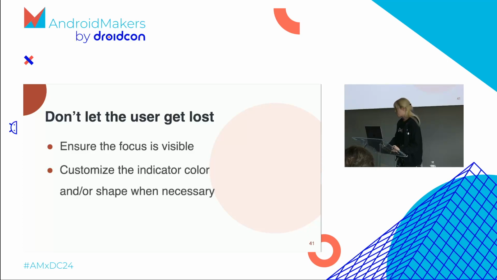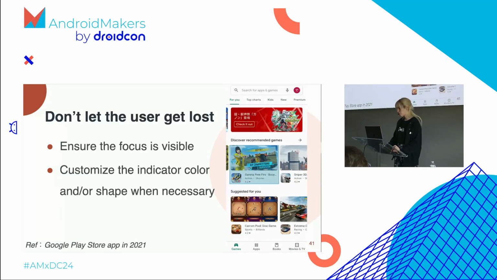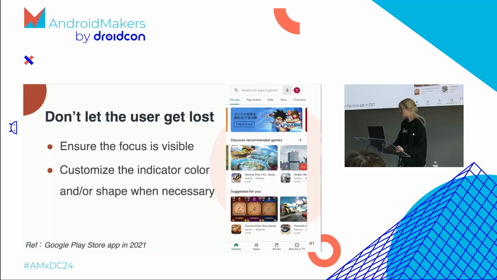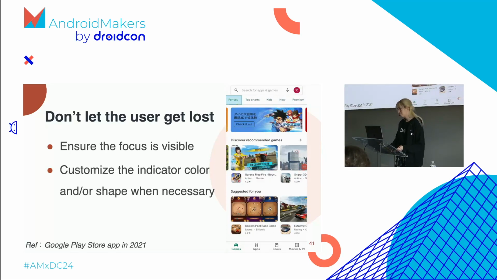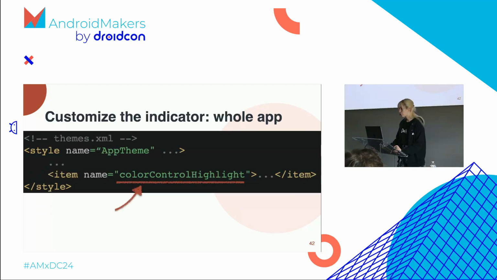And to give you an idea of what I mean, here is how the Play Store was doing that until very recently. So you can see the usual gray highlight when the focus was on the top bar, and then it became green on the other elements to make it much easier to spot on that busy screen. So let's see how to do that. First, if your application has a background that clashes with the default focus color, you want to modify the color everywhere in your application. And you can do that by modifying the color control highlight attribute of your application theme. And don't worry, the focus color will not be displayed when you're using the touch mode. It's only for navigation focus.